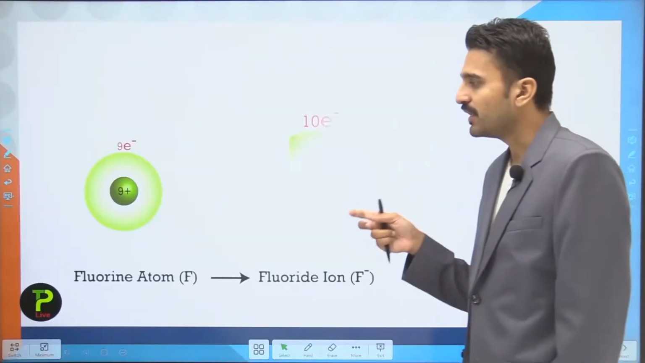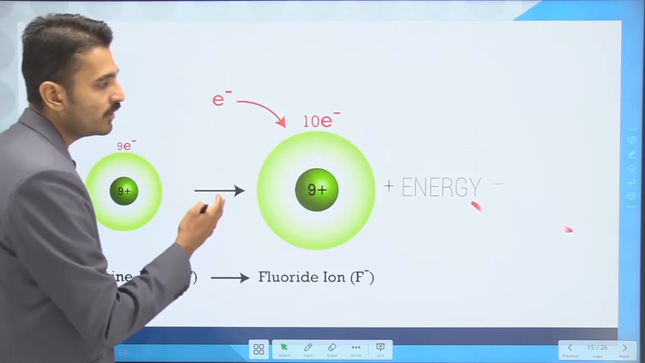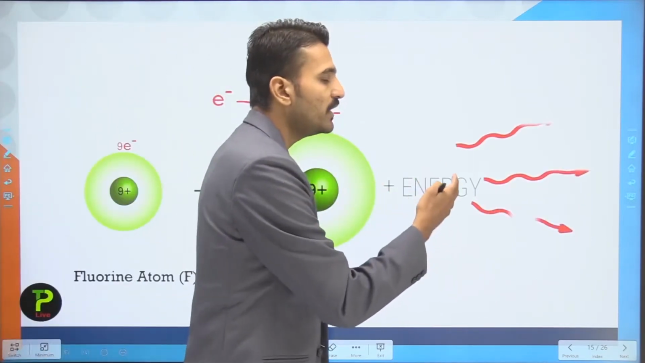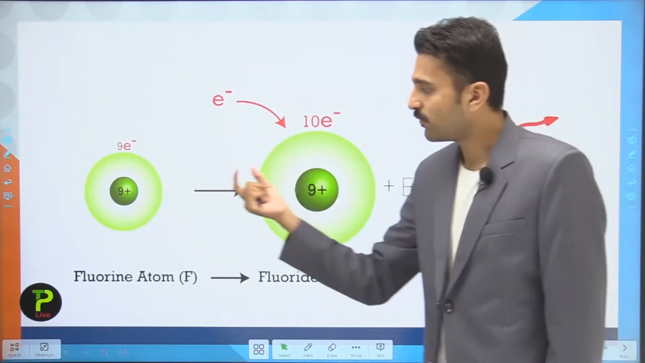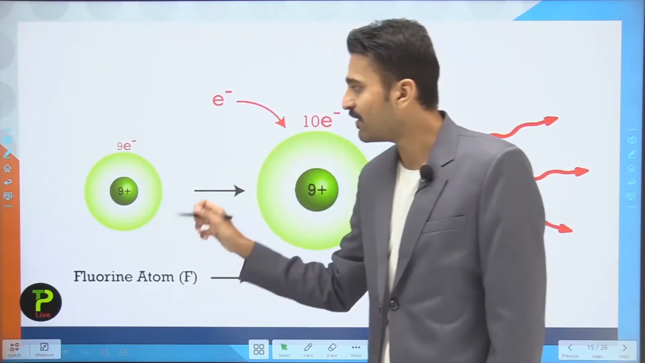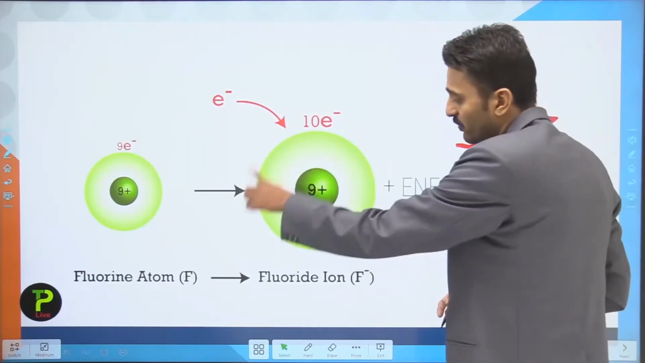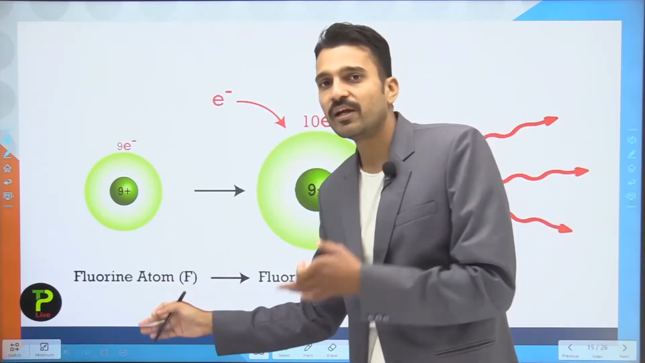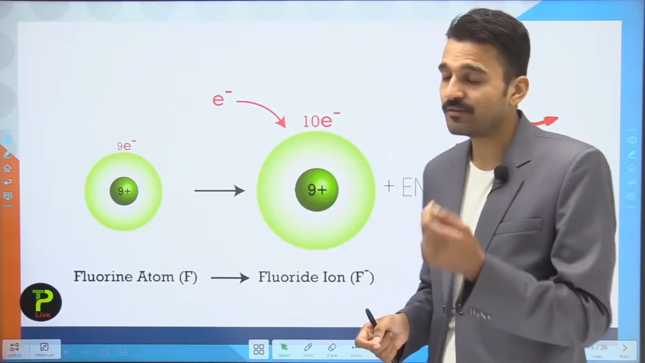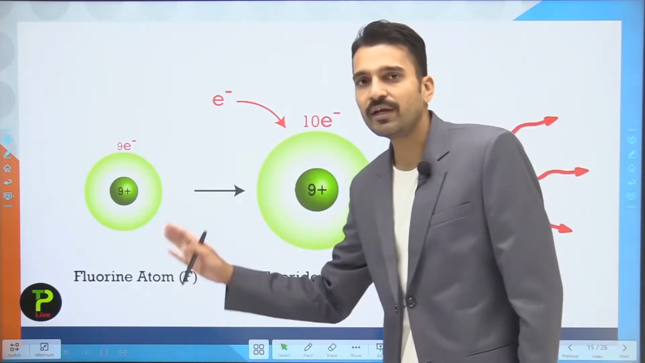Now moving on, see what happens when we give an electron to the fluorine atom. Some energy is released, and students, see the difference in the sizes. This is the fluorine atom whose size is like this, and when an electron comes into the outermost shell of fluorine, its size becomes somewhat bigger. So this is an anion, and this is the parent atom. You have studied in your previous lecture that the size of an anion is always greater than that of the parent atom.